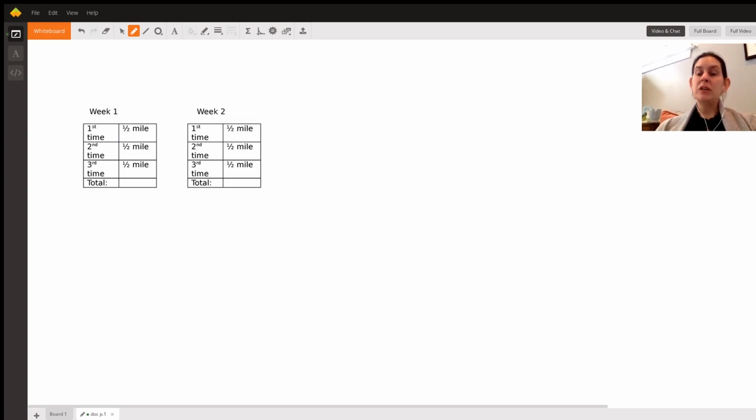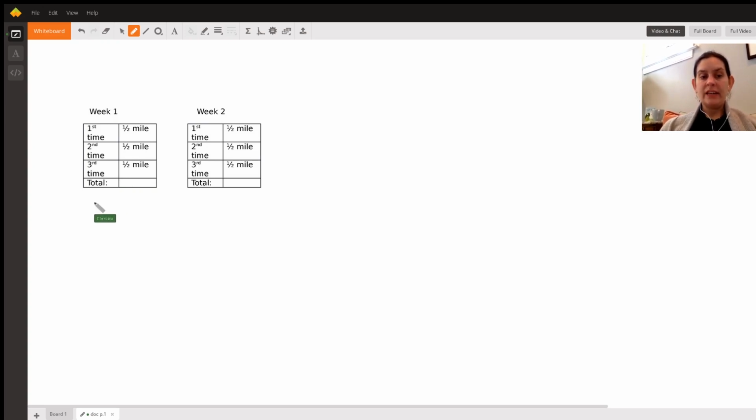So a table can be a really good strategy for something like this if you're stuck about how to answer it. So I made a table for week 1 and week 2. And I showed that this person is running 1, 2, and 3 times each week. And we need to figure out what the total is. There are 2 different ways we could find the total.